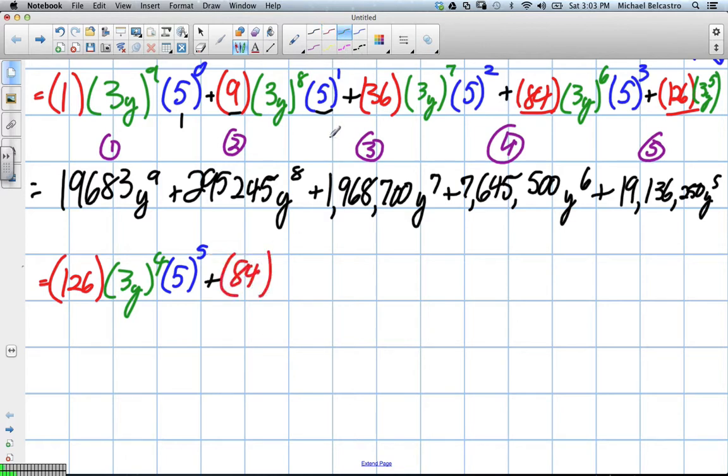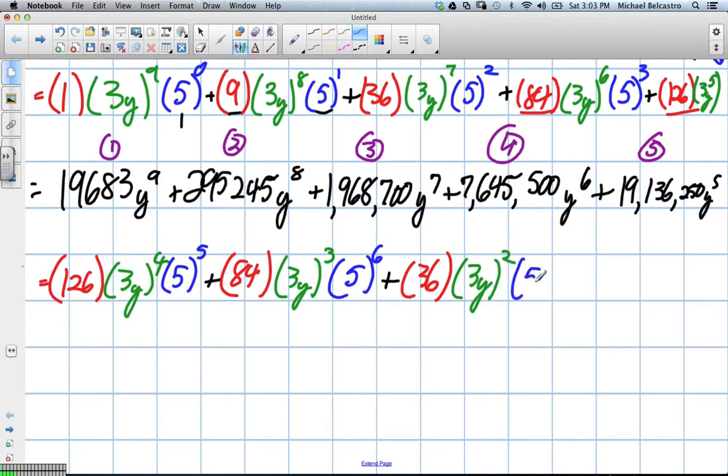Yeah. 84, 3y to 3, 5 to 6. Excellent. 36, 3y to 2, 5 to what? 7. Yep. 9 times 3y to 1. Oops. And then 5 to 8. And then what will the last one read? 3y to 0 and 5 to 9. Yeah. So 3y to 0 is not important. The 1's not important. It's really just going to be 5 to 9.